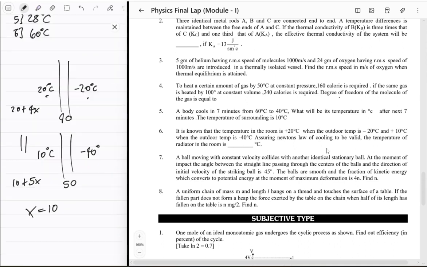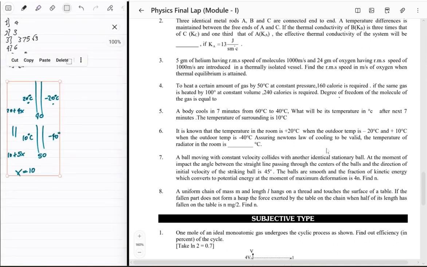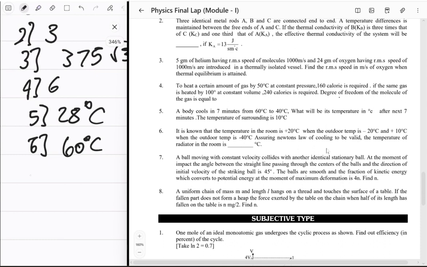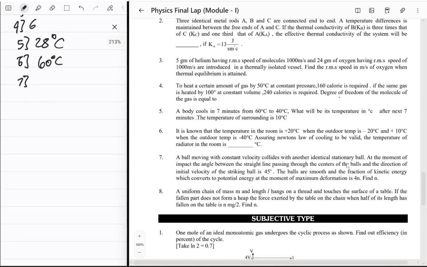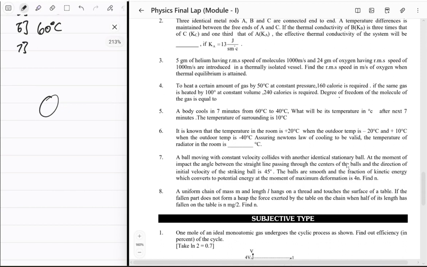Yeah, sure. Next question. Next is seventh. A ball moving with constant velocity collides with another identical stationary ball. At the moment of impact, the angle between the straight line passing through the centers of the balls and the direction of initial velocity. I don't get it. How is this thermodynamics?